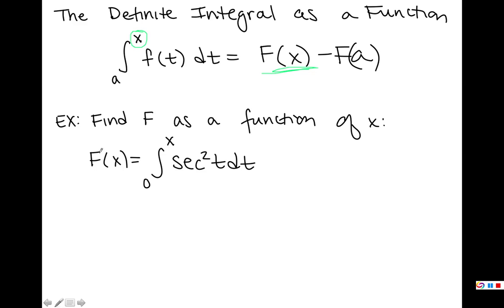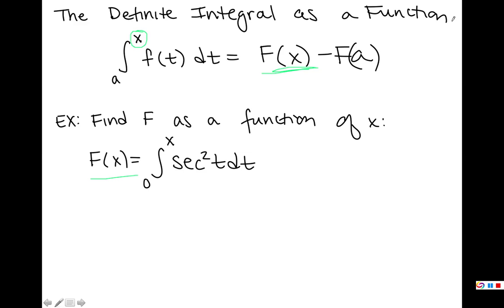So for example, I have this function f of x is defined to be the integral from 0 to x of secant squared t dt. And so we can find this function the same way we would evaluate a definite integral using our fundamental theorem. So even though there's a variable in our upper bound, it doesn't change how we do the problem.